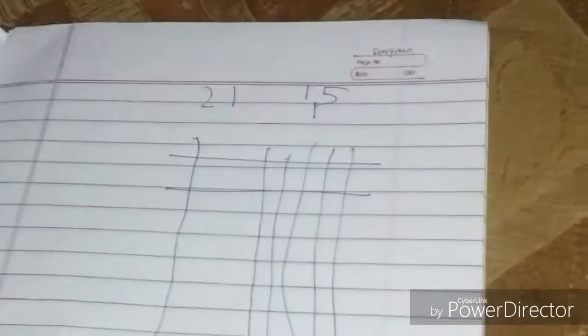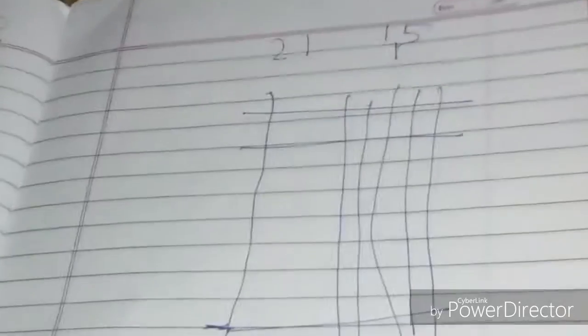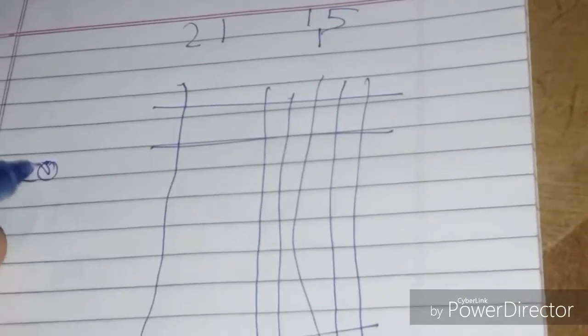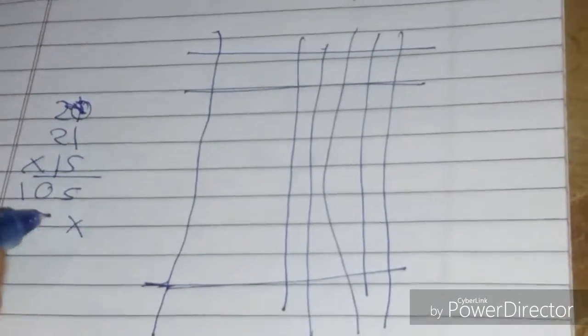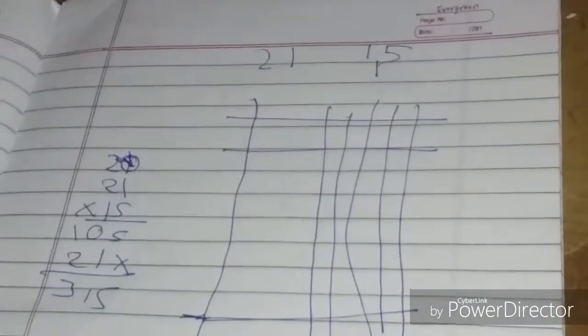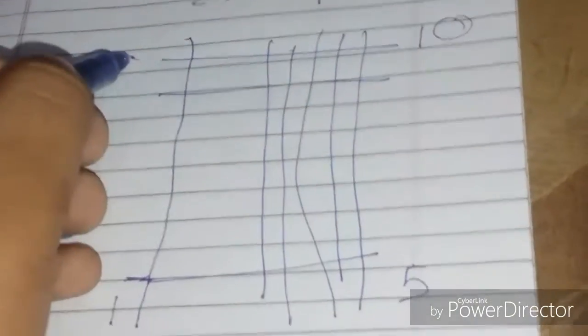Well, we know what 21 into 15 is. What is it? It's 315. Let's confirm. Yup, 315 is 21 into 15. Now let's check how this method gives this answer. The numbers basically, here it is 5, here it is 10, here is 1, here is 2.